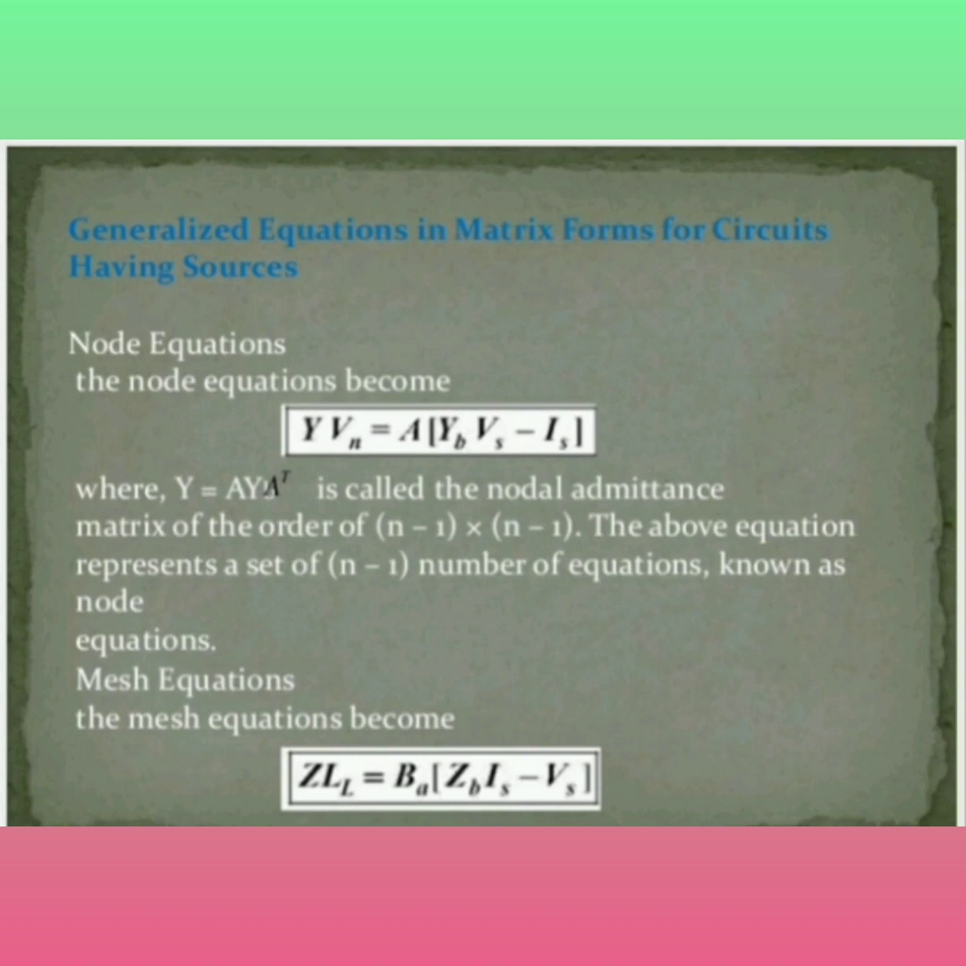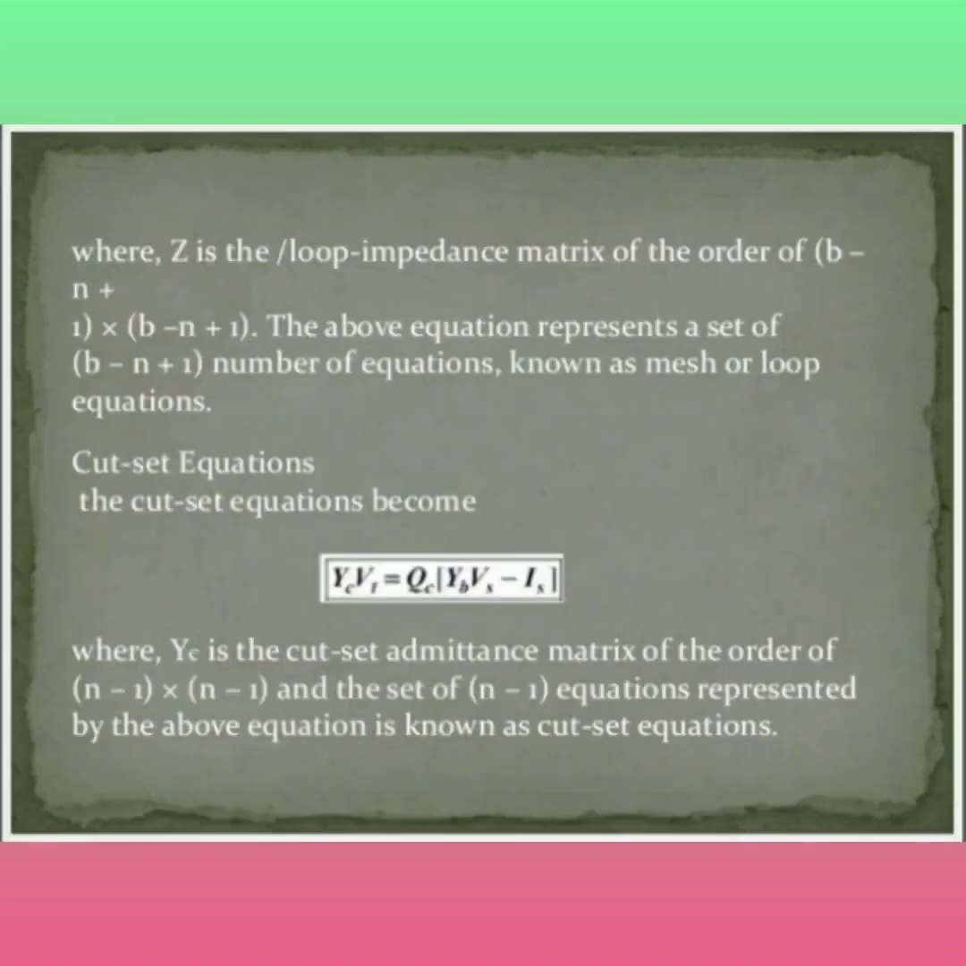Mesh equations. The mesh equations become Z I_L = B(Z_B I_S - V_S), where Z = B Z_B B^T is the loop impedance matrix of the order (B - n + 1) x (B - n + 1). The above equation represents a set of B - n + 1 equations known as mesh or loop equations.